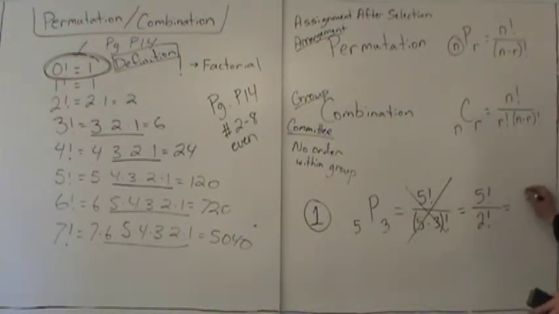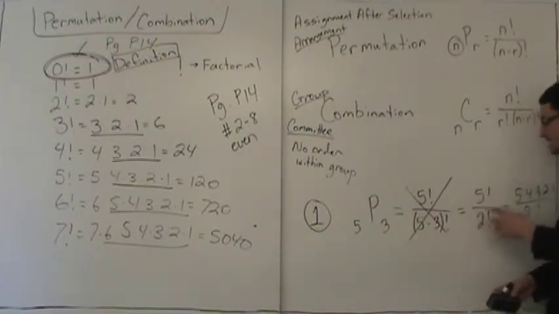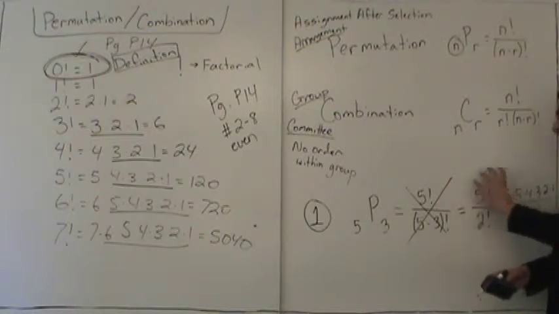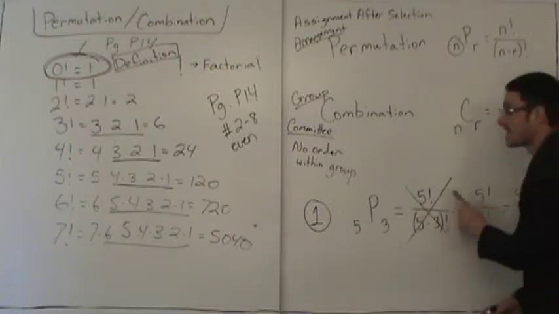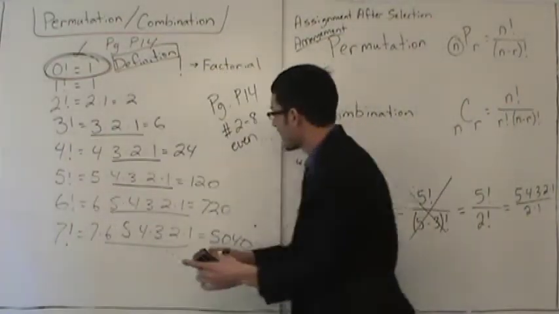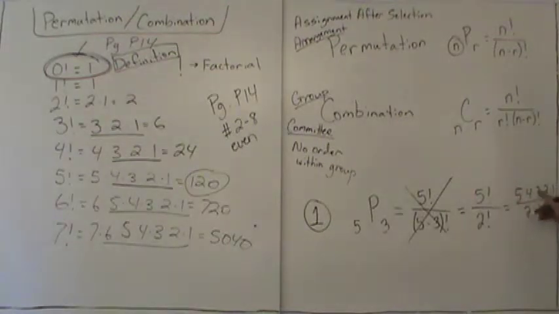Okay, so now what do we have? I want you to write this out. We have 5 times, remember, 5 factorial means 5 times 4 times 3 times 2 times 1 over 2 factorial, which is 2 times 1. Do not think that 5 factorial is 5. No, 5 factorial is big, guys. 5 factorial is not 5. 5 factorial is a big number. 5 factorial is 120. So we have 5 times 4 times 3 times 2 times 1.